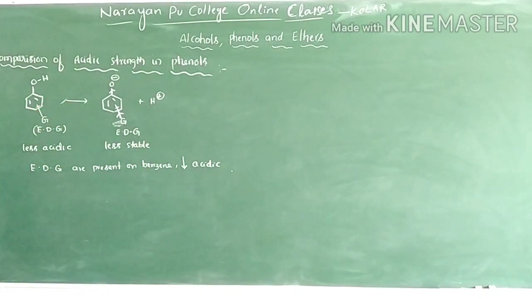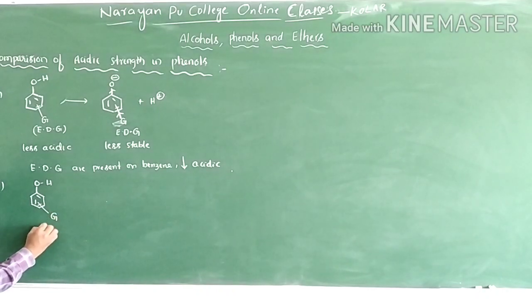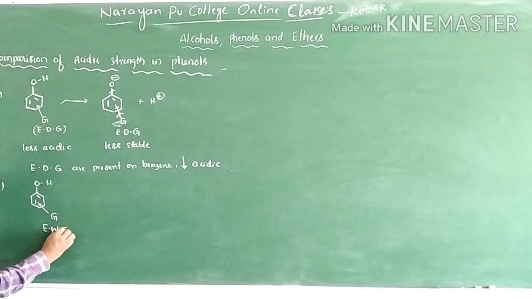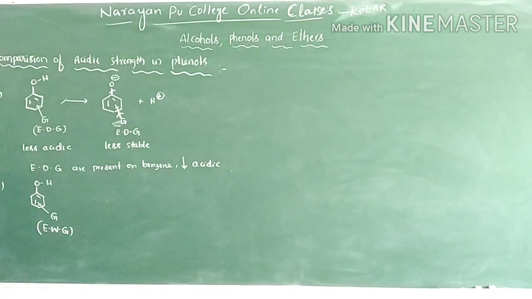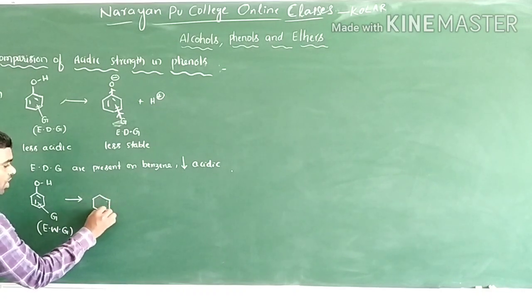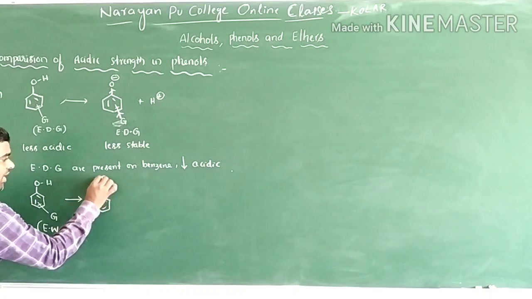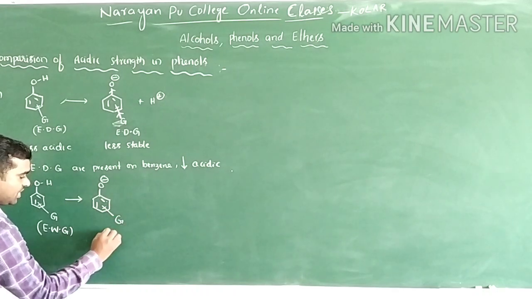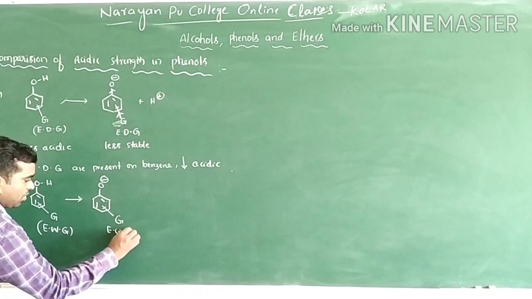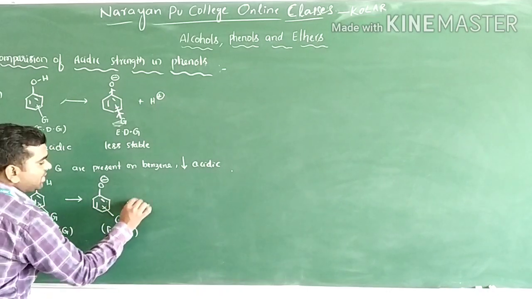Acidity decreases. Clear? And now, if you take here electron withdrawing groups, and here the same OH, this is the first concept, and this is the second one. Now electron donating groups we added. Now electron withdrawing groups. The G here is an electron withdrawing group. Same question: what about the acidity? So G is an electron withdrawing group, and it gives the H plus ion.